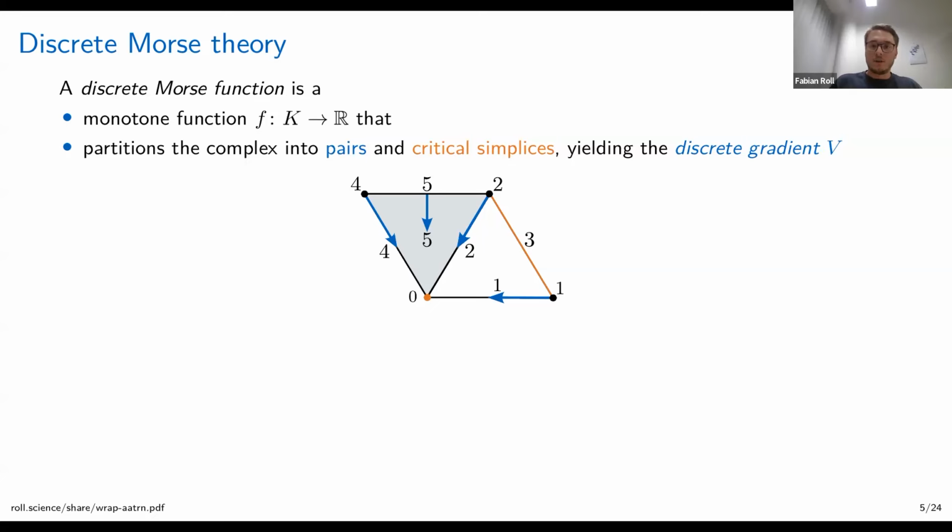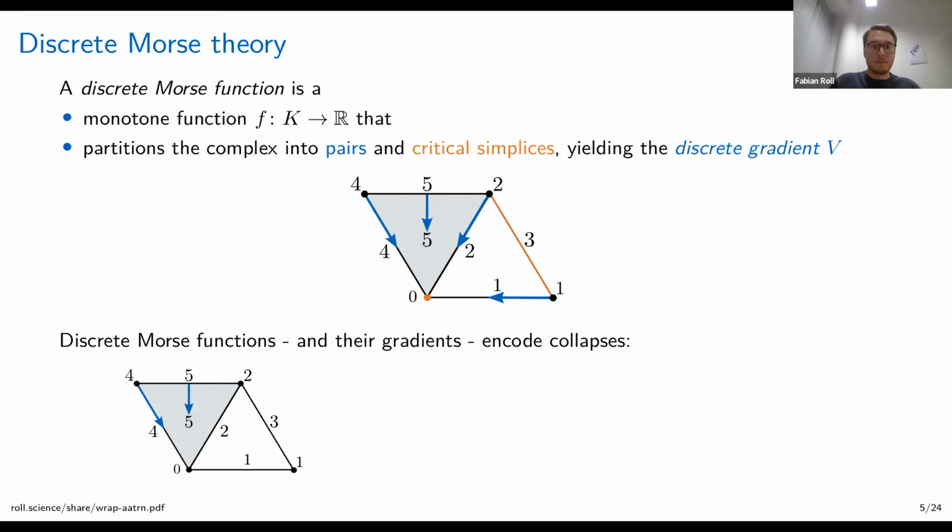And the reason why we usually denote these pairs with arrows is because that's what we interpret to be the discrete gradient of the discrete Morse function. So if you've never seen this before, maybe you're wondering, why is this useful? And this is useful because discrete Morse functions and also their gradients can encode collapses.